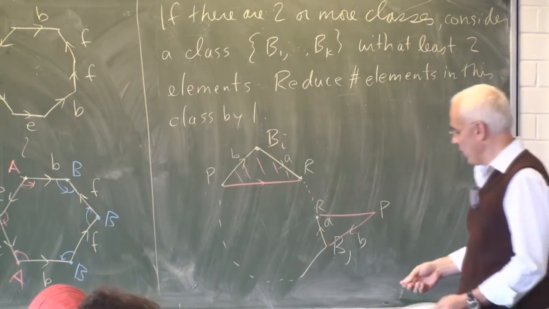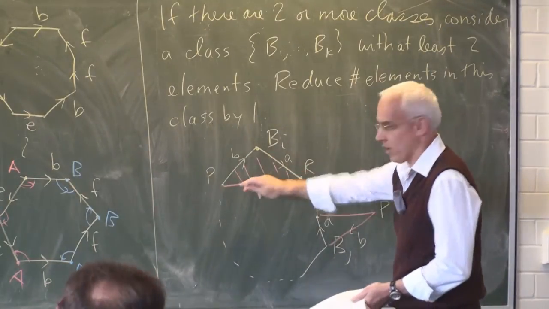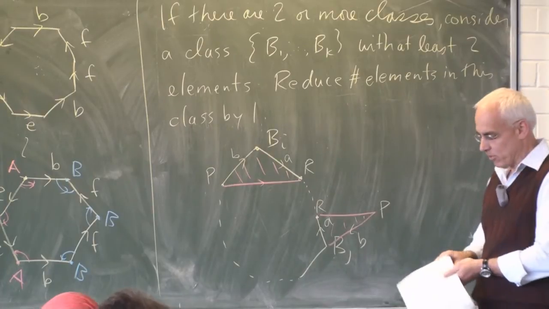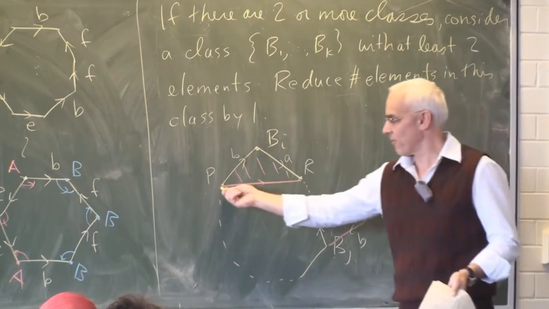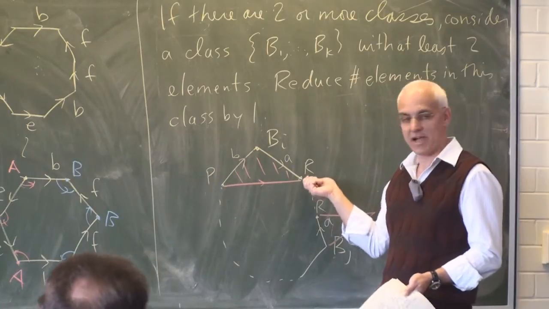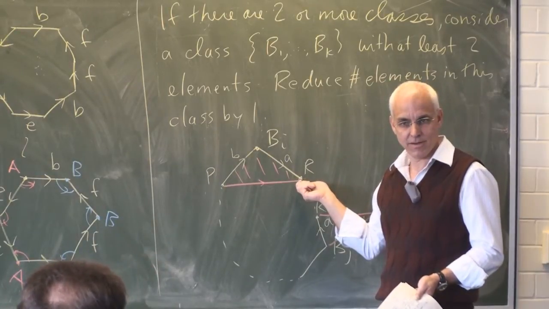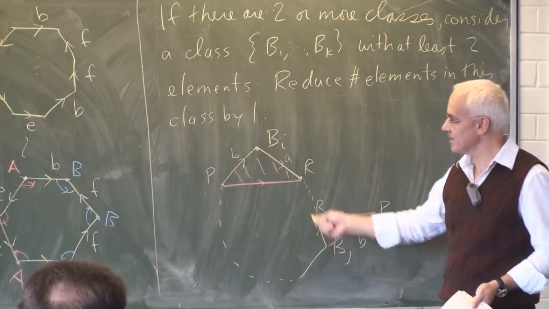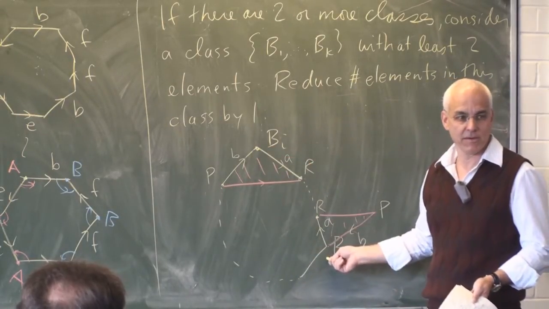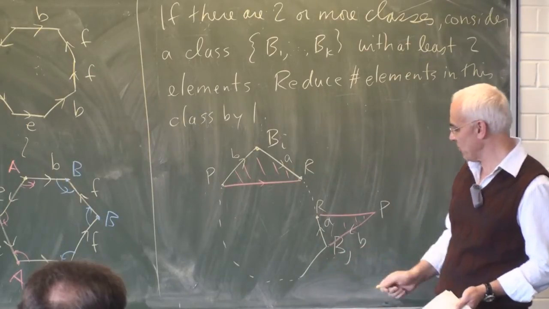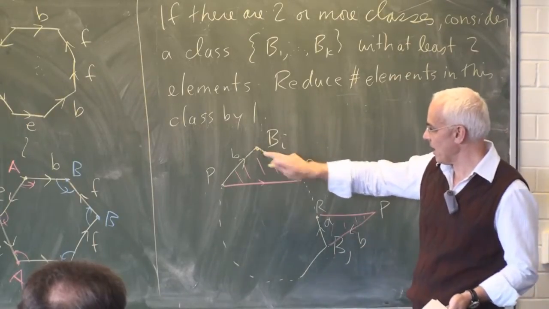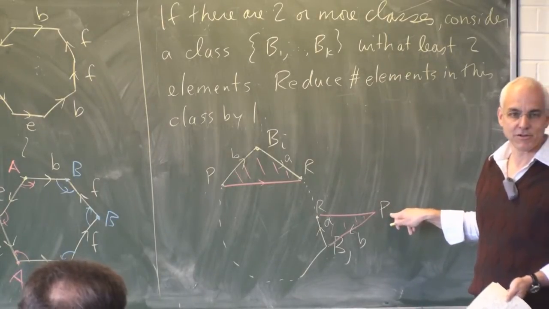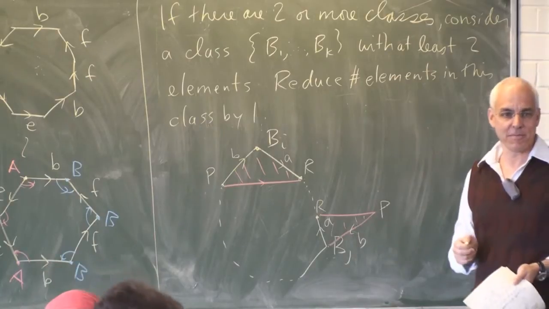So after we've done this, what's happened is that this part of the polygon has been removed, and this part has been added. Now what has happened to the vertices? Well, this is still the vertex of type P. This is still the vertex of type R. But this occurrence of B has now been glued to this occurrence of B. We've essentially replaced an occurrence of B with another occurrence of P. So the number of B's has gone down by this procedure.